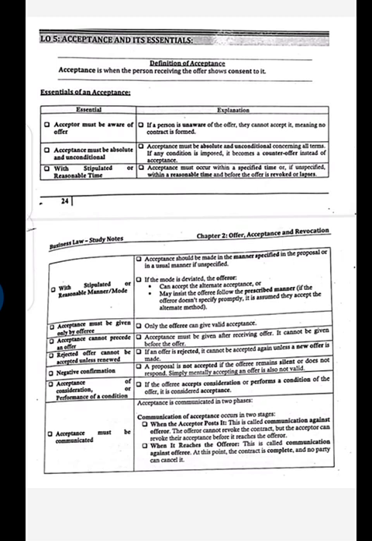A proposal is not accepted if the offeree remains silent or does not respond. Simply mentally accepting an offer is not valid. Also, it will not be the acceptance from the offeree.